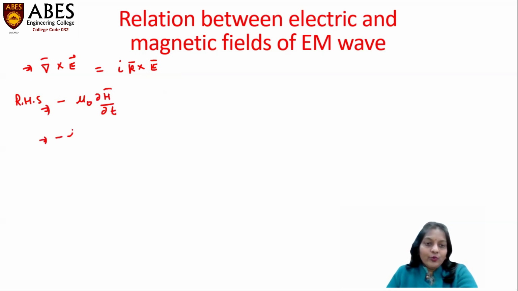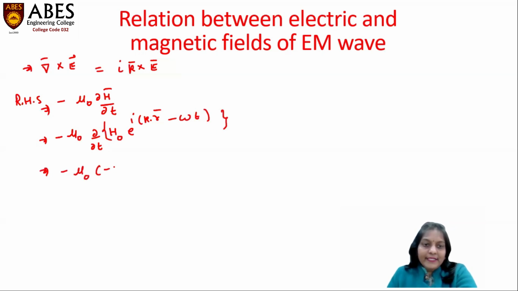The right hand side is minus mu naught del H by del t. And similarly, we know the value of H is H naught e raised to the power i(k dot r − ωt). I will differentiate with respect to t, with the minus mu naught. It will be minus iω H. On differentiating it with respect to t, I will get this. So equate the left hand side and right hand side: i k cross E is equal to mu naught iω H.